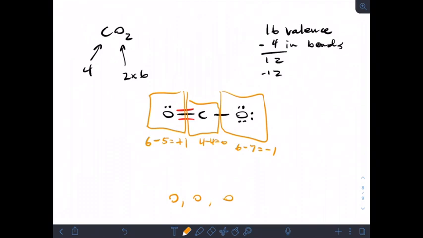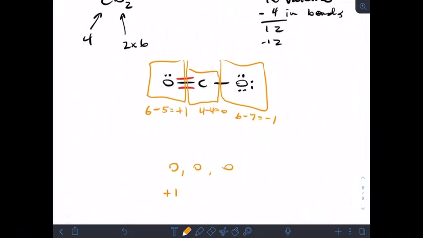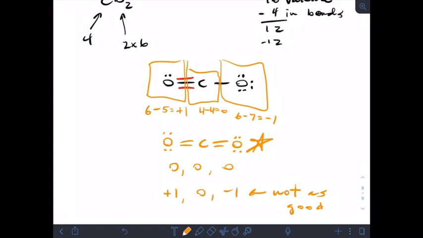Okay? So my goal is to get the lowest set of formal charges possible. So before, I had 0, 0, and 0. Now, I have plus 1, 0, and minus 1. Not as good. Okay? So the way I had it drawn before was better because it had a lower formal charge. That is how you know that you have the correct Lewis structure.